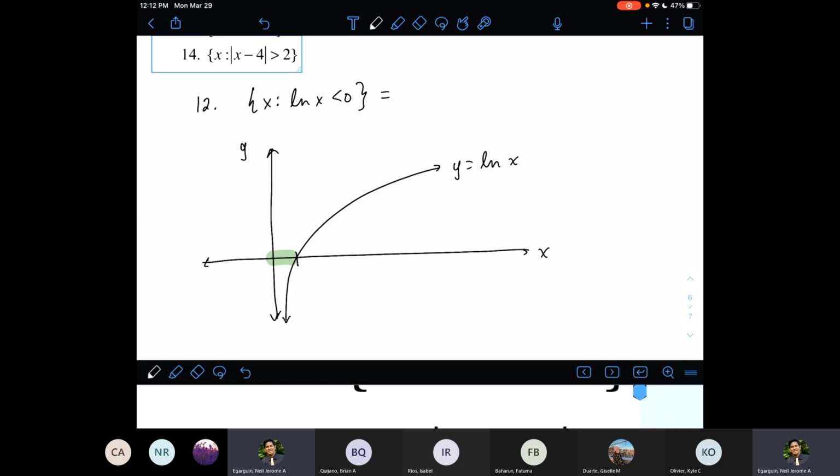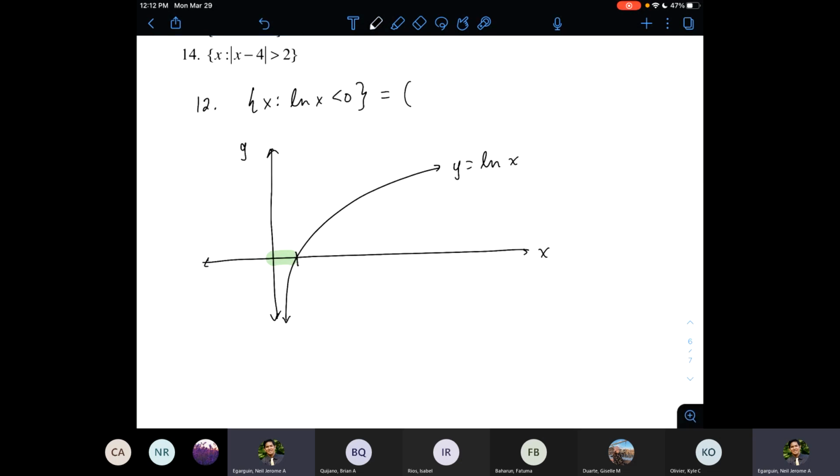So what will this interval be? Hint. It would be an open interval. What would that open interval be? Oh, first, do you agree that this set is indeed the interval shaded green here? Come on, guys, are you still with me? Okay, great, Fatuma. Then what do you think is that interval?